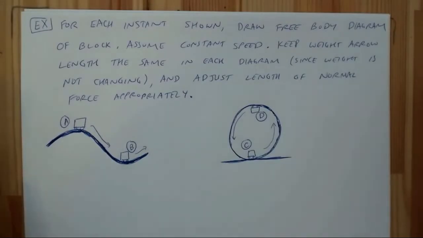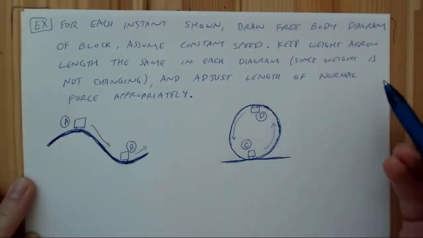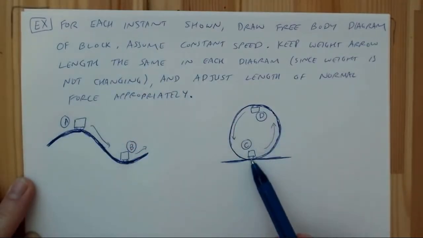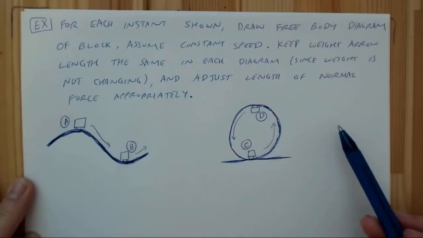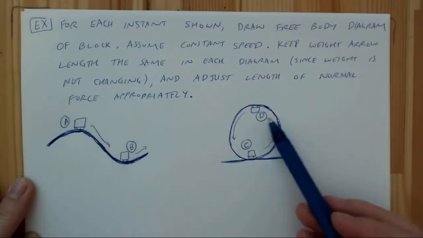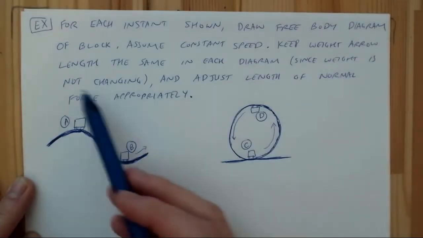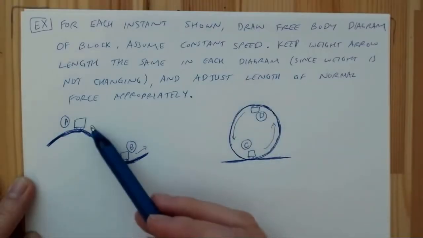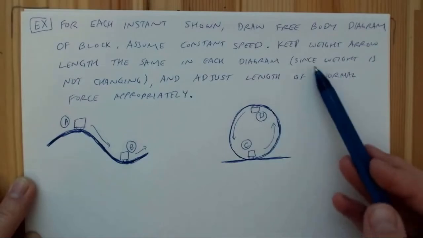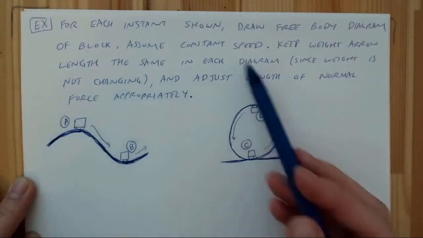So now we're going to move on to another example, this time a conceptual example, that asks us at each instant shown, A, B, C, and D, to draw the free body diagram of the block, assuming that it's moving along these tracks at a constant speed. We're told to keep the weight arrow length the same in each diagram, right? Since the mass is not changing, the force of gravity is not changing. So then we would have identical lengths of weight arrows between all our diagrams.